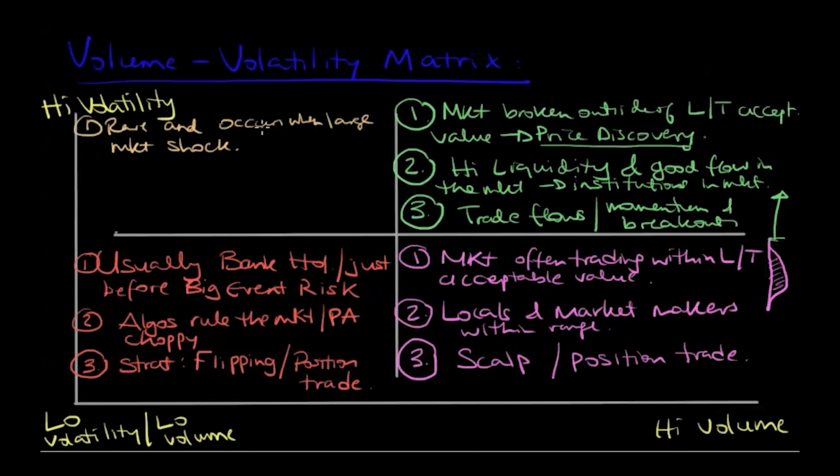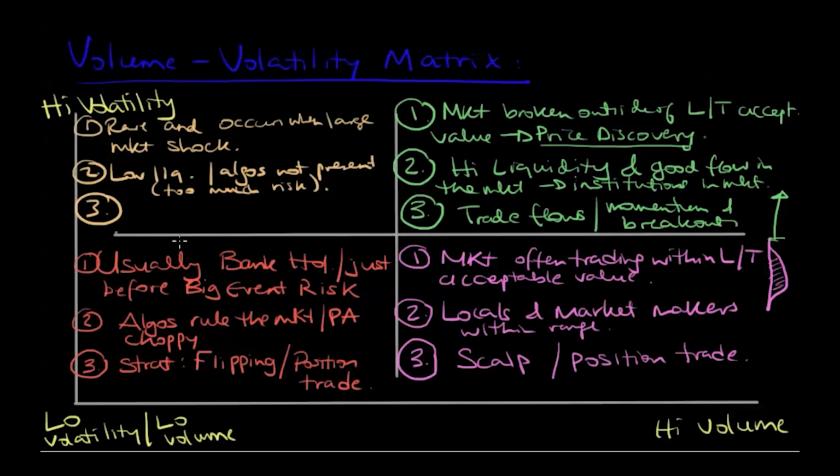Usually in these kinds of scenarios, you want to trade them a little bit differently. Like we just mentioned, in these scenarios you've got low liquidity, and also algos not present because there's too much risk. The strategy that you want to employ in these situations really depends on the structure of the market. However, you get a lot of irrational moves, so in a lot of cases you might want to fade irrational moves.